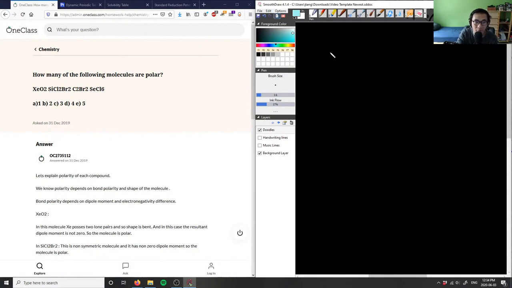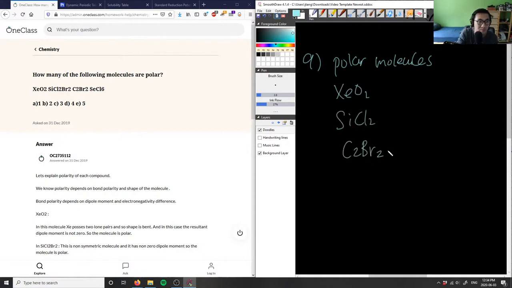Number 9, how many of the following molecules are polar? So I'm looking for polar molecules. We have XeO2, SiCl2Br2, C2Br2, and SeCl6. So it says A is 1, B is 2, C is 3, and D is 4.